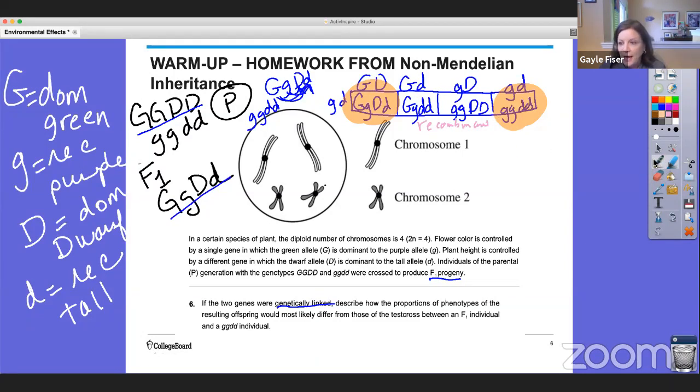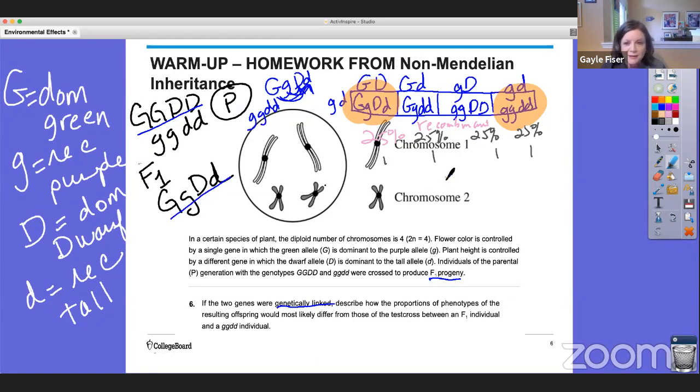All right, so at the test cross, we had 25% of each. So that was a 1 to 1 to 1 to 1 ratio. So now the question's asking us, describe how the proportions of the phenotypes of the resulting offspring would most likely differ from those of the test cross between an F1 individual and a recessive individual. Okay, so this is what the test cross results would be.